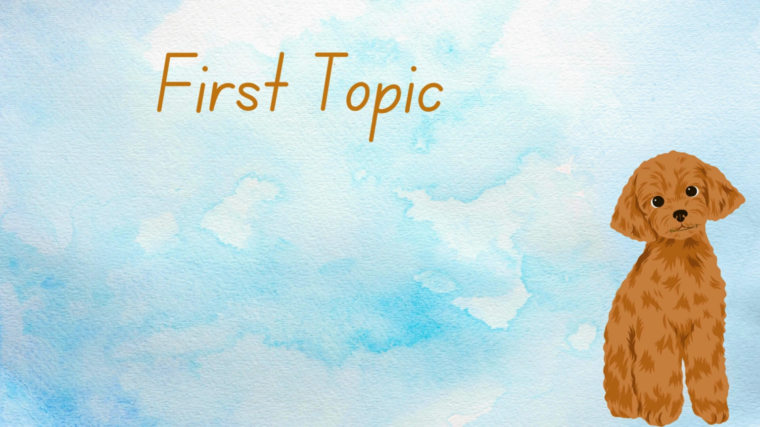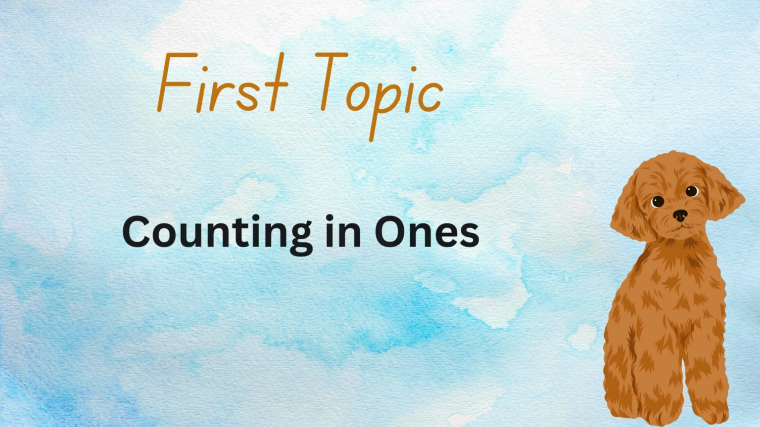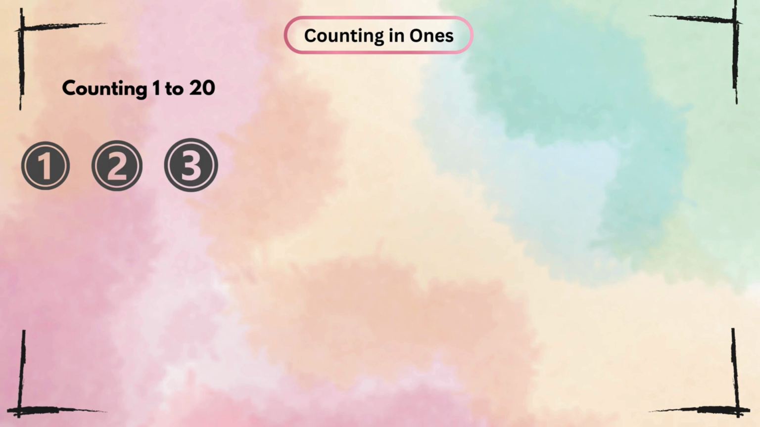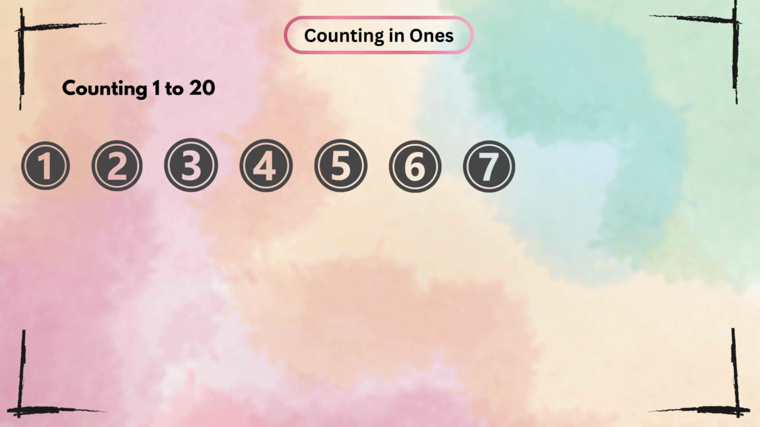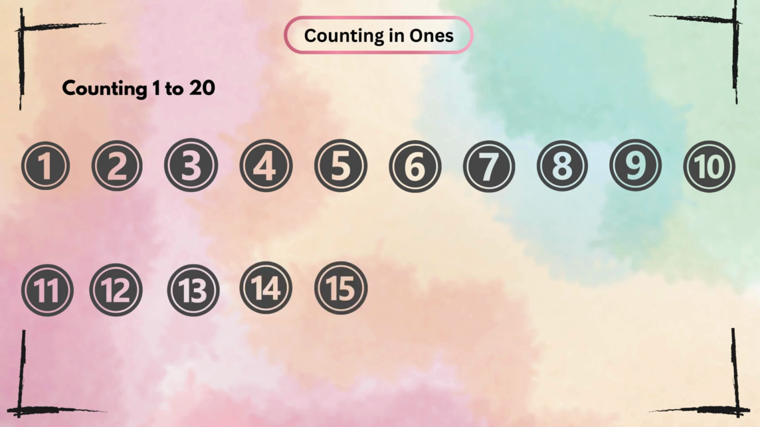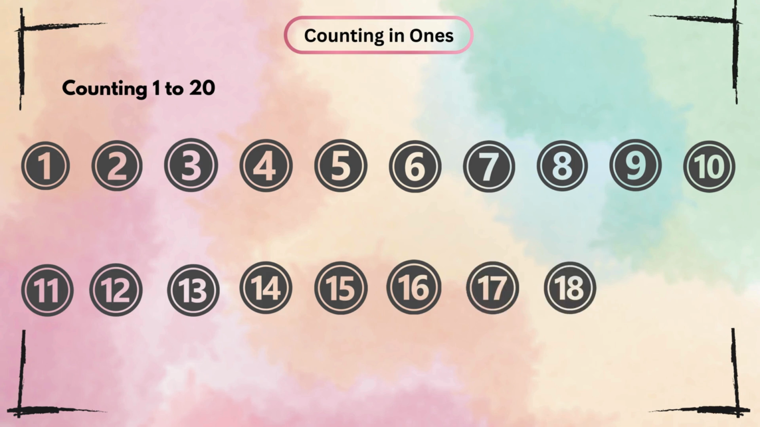First topic is counting in ones. Let's start. Counting from 1 to 20. 1, 2, 3, 4, 5, 6, 7, 8, 9, 10, 11, 12, 13, 14, 15, 16, 17, 18, 19, 20.